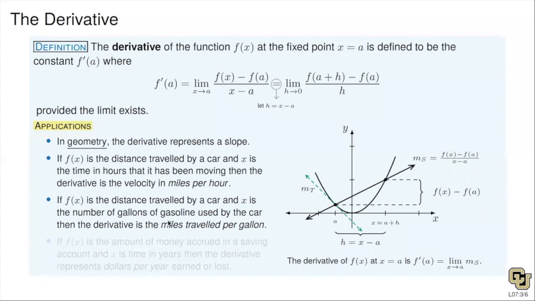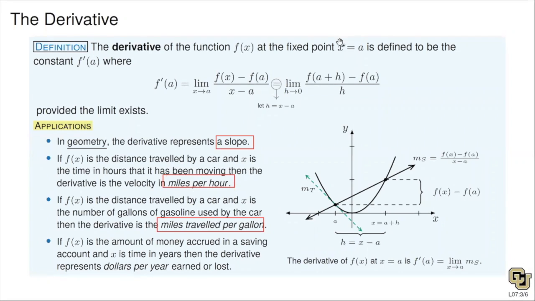Now suppose f of x is still the distance traveled, but now suppose x is the number of gallons of gasoline used. So now if you check, the numerator will be distance traveled, like miles. The denominator will be gallons. It will be miles per gallon. So in this case, the derivative would represent miles traveled per gallon. And it's not representing a slope anymore. These are three different applications of this calculus math object called a derivative.